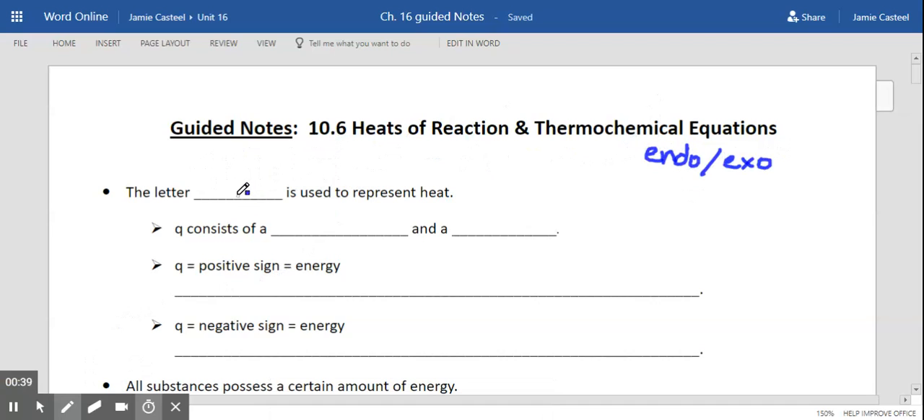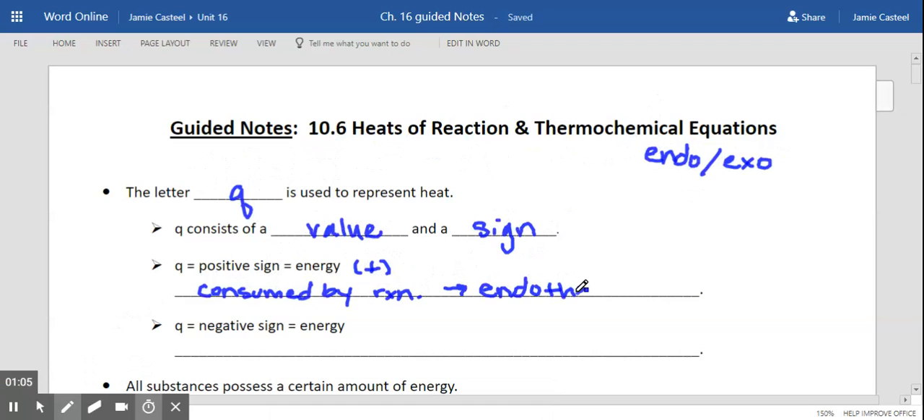The letter Q is used to represent heat. It consists of a value, the number, and a sign, positive or negative. If it's positive, energy is consumed by the reaction, and I'm just going to shorthand this, RXN, for reaction. If energy is consumed, it is endothermic. We'll get to that in a minute. If Q is negative, energy is released by the reaction. We'll talk about that a little more in detail, and that's called exothermic.